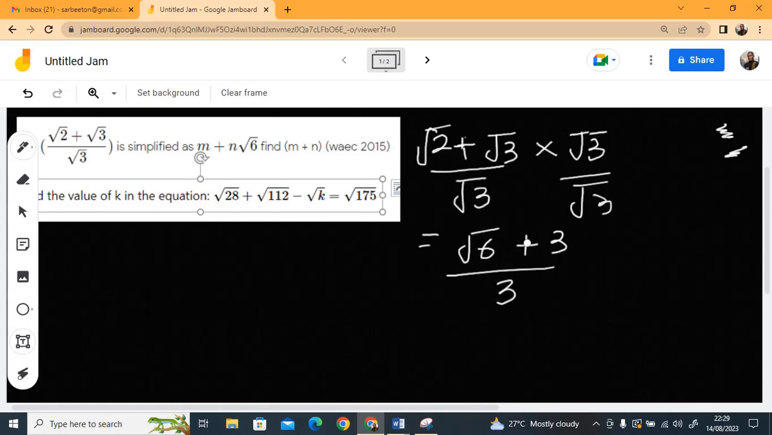Now, if I want to make this thing now, I can rewrite it as 3. You see what I'm saying now? I want to write it in this form. I can say 3 because this 3 is dividing this and this. 3 over 3 plus root 6 over 3. Root 6 over 3. So this is 3 here.